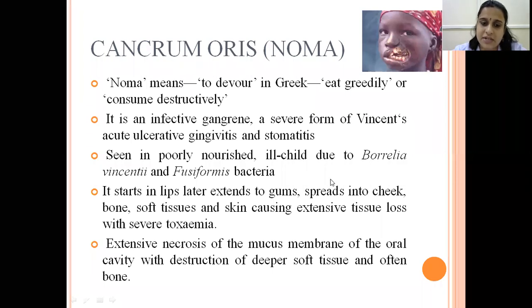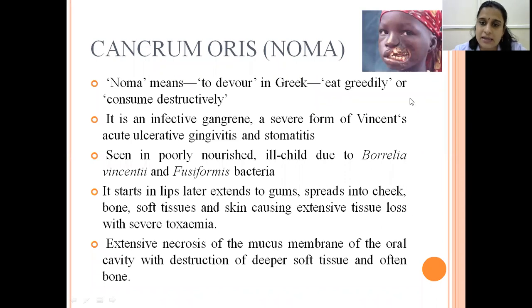There is extensive tissue loss and severe toxemia. So the patient is severely toxic, already malnourished, and there is severe toxemia. Extensive necrosis of the mucous membrane of the oral cavity with destruction of deeper soft tissue and often bone. So remember, it involves the bone also.